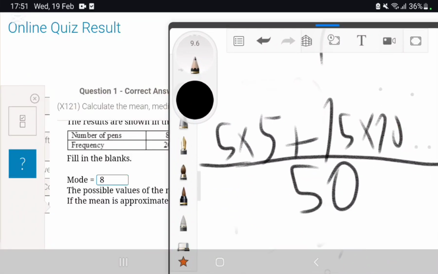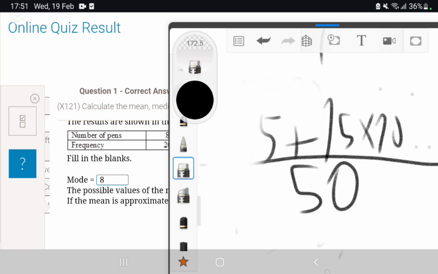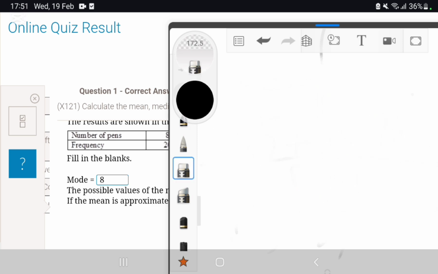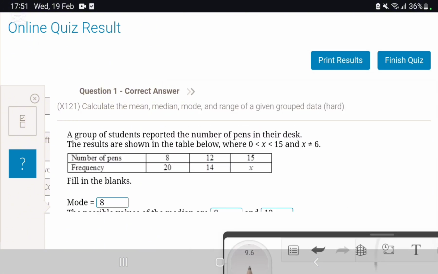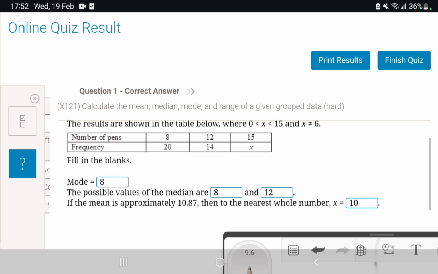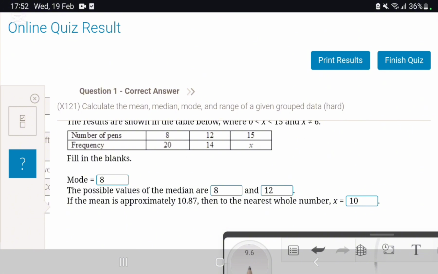Now I'm going to be solving the quiz for 7.4. So for this question, a group of students reported the number of pens in their desk. The results are shown in the table below. Okay, so here the mode is the number of pens in this case with the most frequency, which is 8, given frequency, like here x does not count.